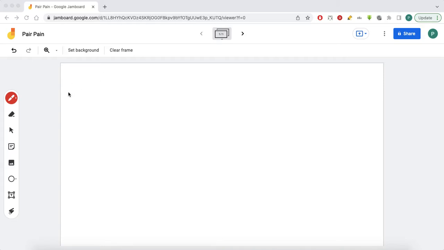So today we are going to solve a question from CodeChef, pair pen. So the problem statement is given as such. We are given an array and we need to find such a pair i, j such that it satisfies two conditions.